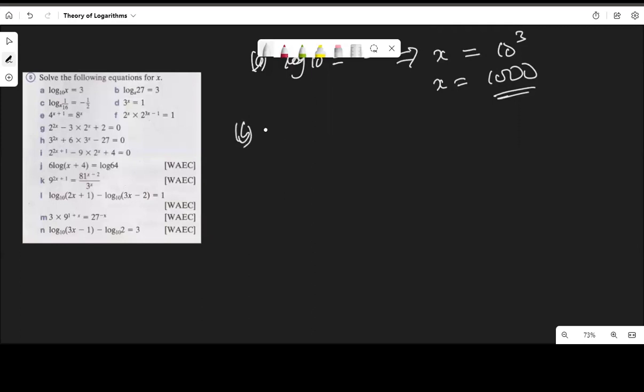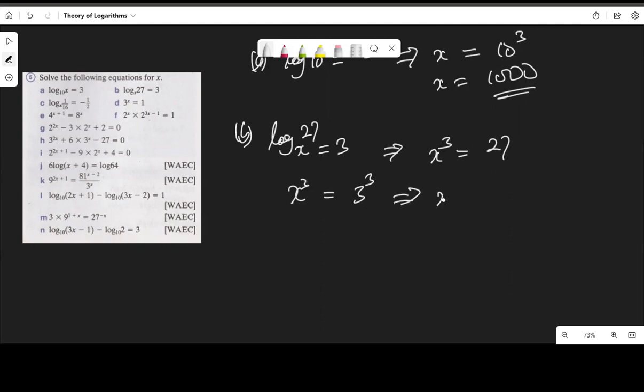Then B says log 27 to base x equals 3. Expressing this in index form, that means x to the power of 3 equals 27. x to the power of 3 equals 3 to the power of 3, since 27 is 3 to the power of 3. So with the same power, 3, we can equate the bases: x is equal to 3.